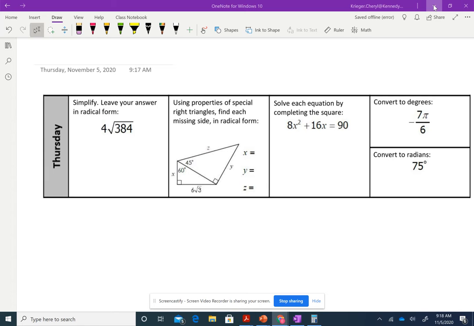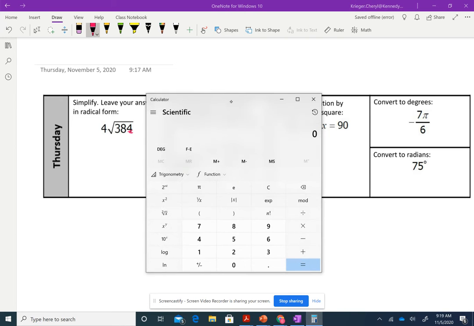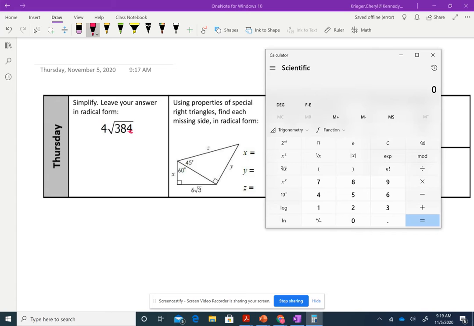Okay, so we know our perfect squares, at least 1 through 12, but it ends in a 4, right? So it should be divisible by 4 or 16 or maybe even 64. Those are my perfect squares off the top of my head. I'm going to get out my calculator and just try things. Let's just see, 384 divided by, for fun.